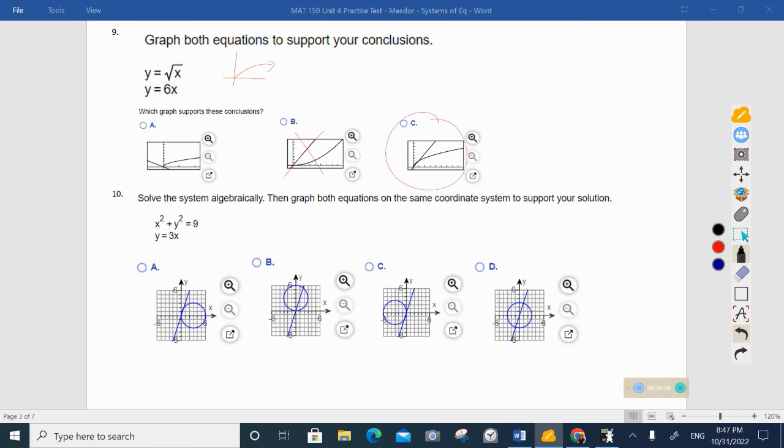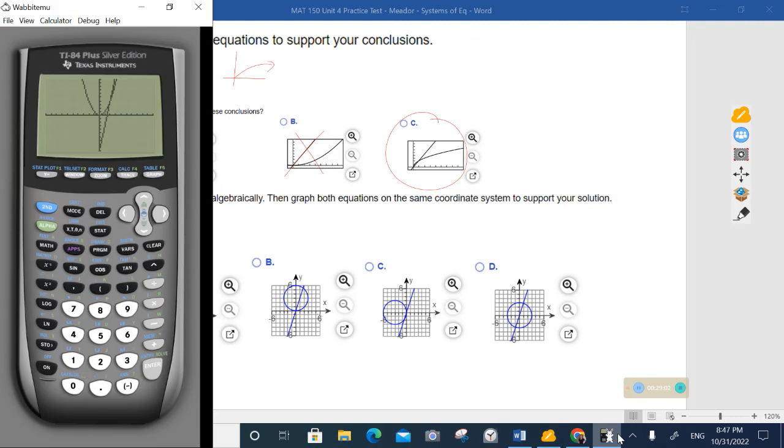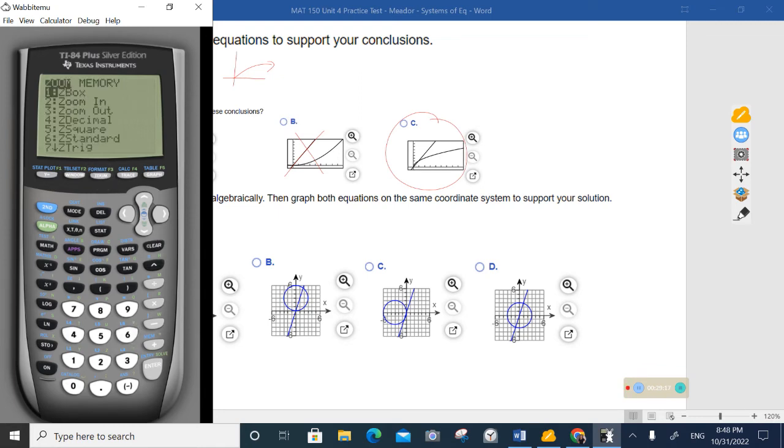All right, and we're going to look at our calculator as well. So let's pull up the calculator. I'm going to go to my y equals screen. So y equals the square root of x, and then I want to do y equals 6x. So I'm going to clear, zoom standard. Now, it looks like they only cross once. See, when you're looking at that, it only crosses once.